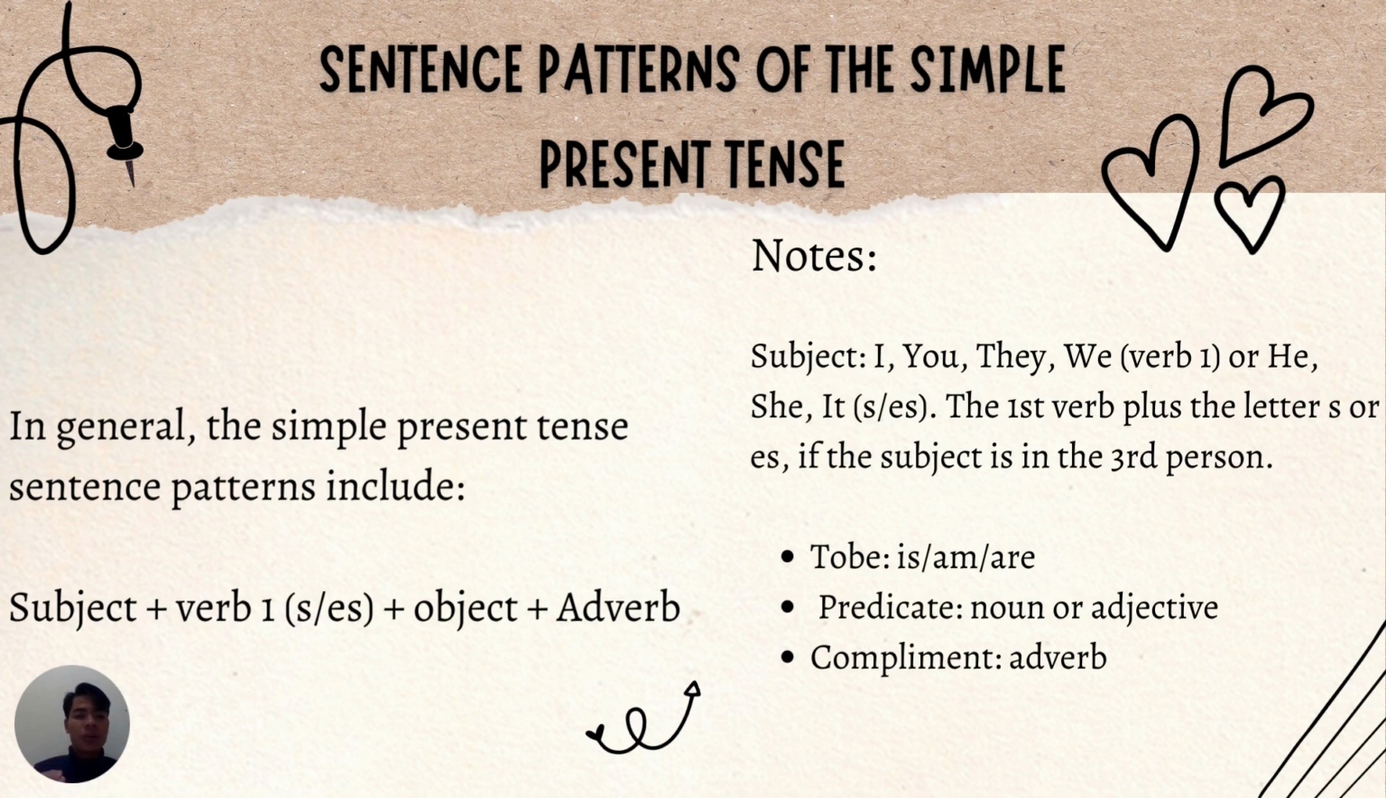Now you should know about the sentence patterns of the simple present tense. In general, the simple present tense patterns include subject, infinitive or verb one with s/es, plus object, and the last is adverb. For to be, it is subject, to be, predicate noun or adjective complement, adverb. You can see the notes here. Okay, this is the sentence pattern.